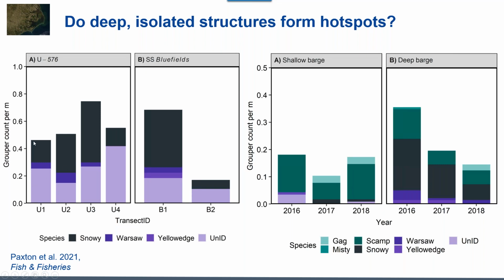We found that we do see high numbers of grouper per meter. In this case of the U-boat, just shy of 0.8 grouper per meter and about 0.7 per meter on the Bluefields. And then 2 barges sunk off the coast of South Carolina as artificial reefs and marine protected areas. The magnitude here ranges from just shy of 0.4 grouper per meter down to about 0.1. And the colors of these bars correspond to the species of grouper.